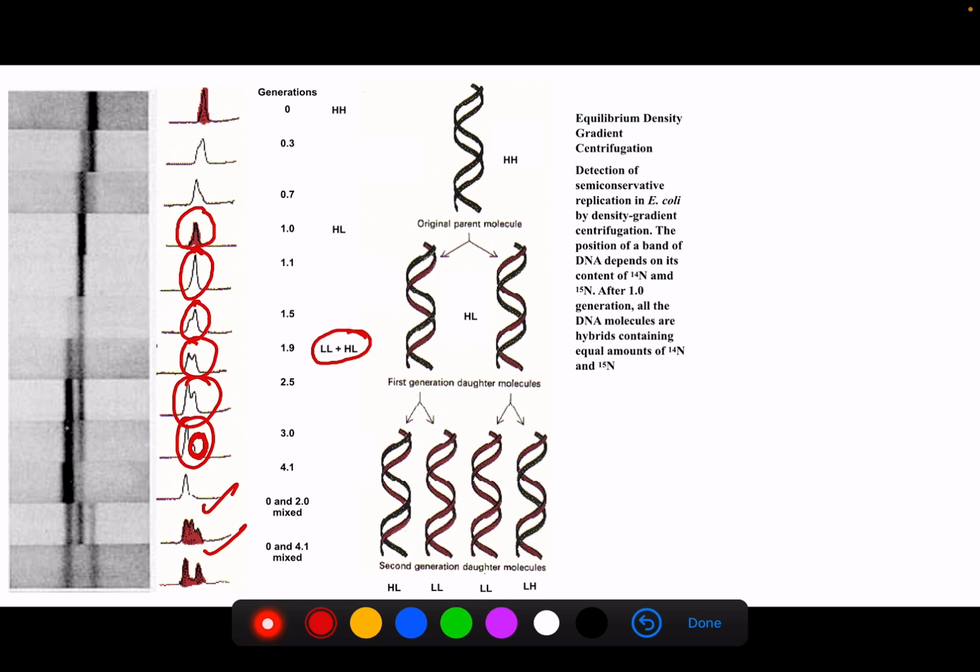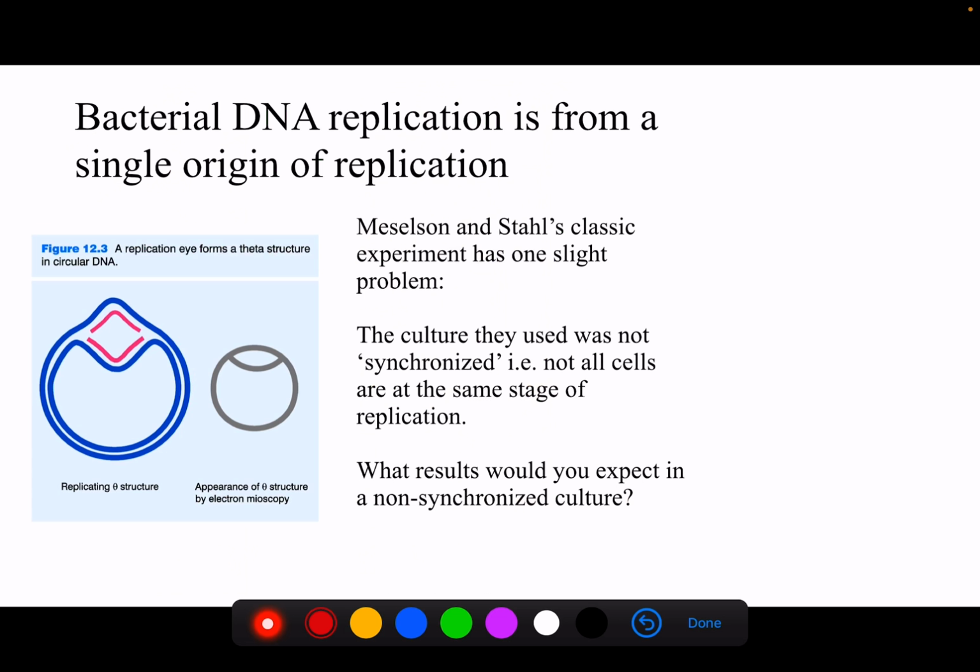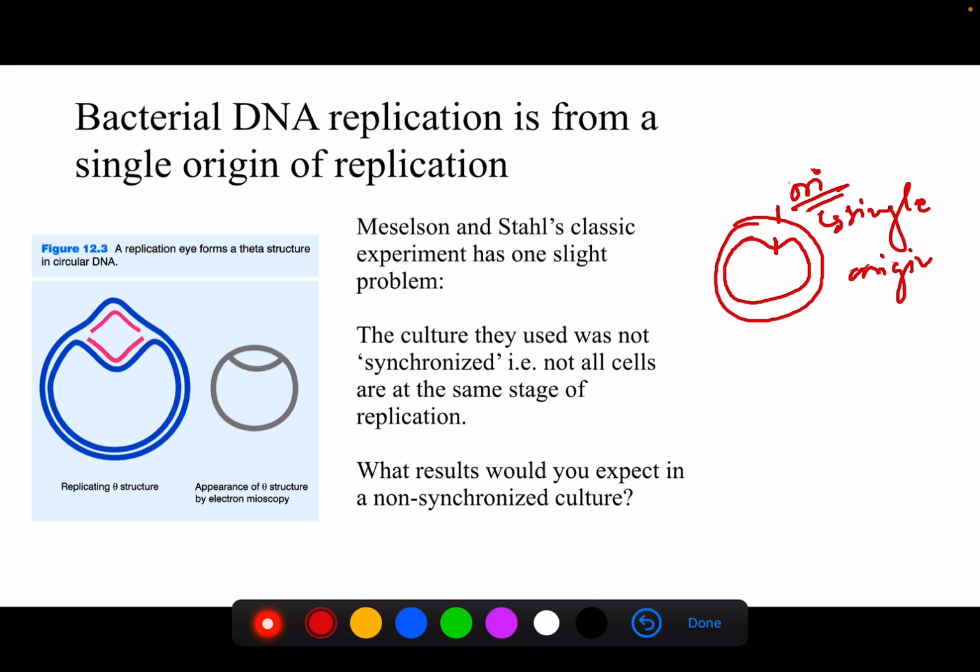Okay, fine. Bacterial DNA replication is a form of single origin replication. There is only one. So the bacterial gene is like this, and it is like this. So there is a single origin of replication.